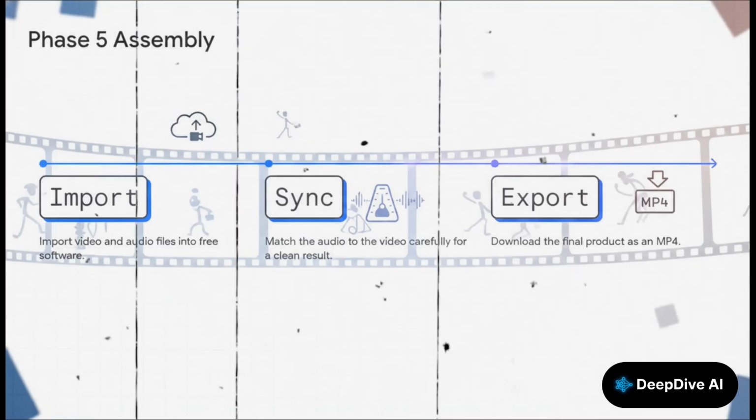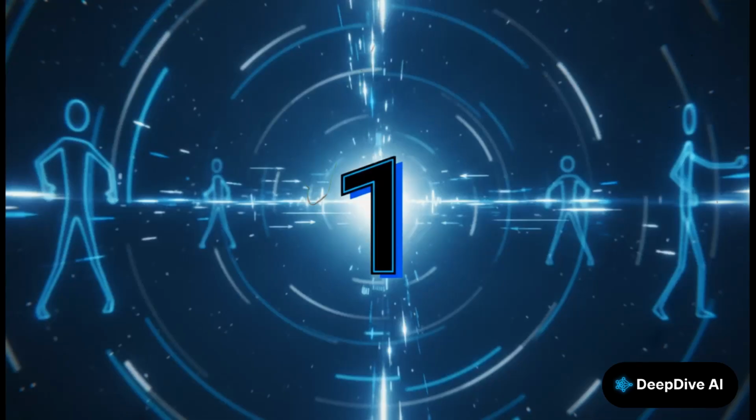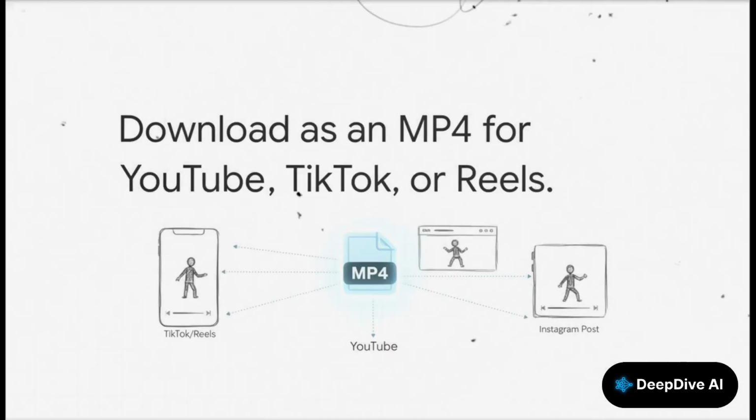Time for final assembly. Use Clipchamp or Canva to perfectly sync your audio and video. So the crucial point here is syncing everything down to just one clean MP4 file. Now you've got a perfectly formatted video ready to premiere on YouTube, TikTok, or Reels.